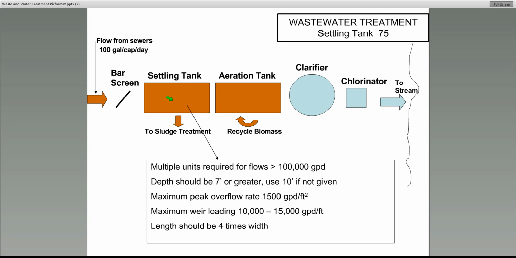Depth is usually around 10 feet. Overflow rate is about 1,500. And the length, again, is about 4 times the width. This is to promote settling, to have that width so the particle will travel through a much longer length than the width would be.